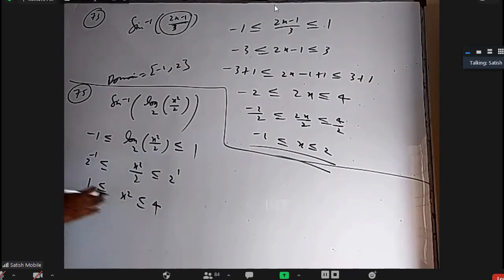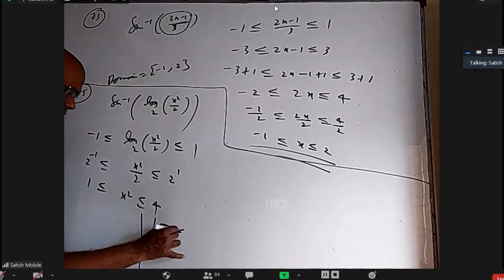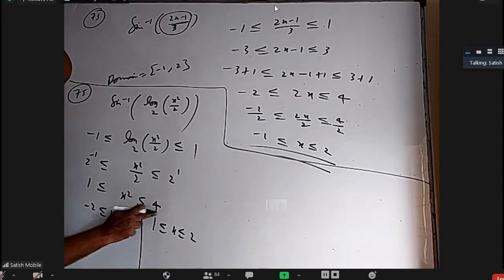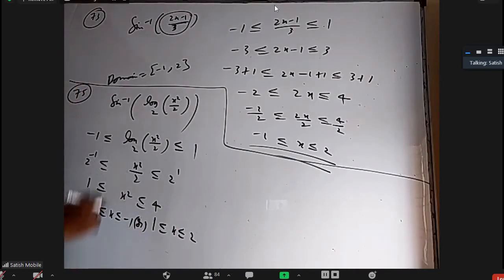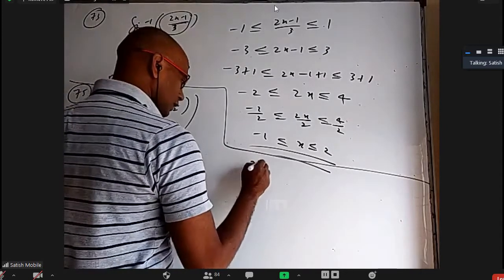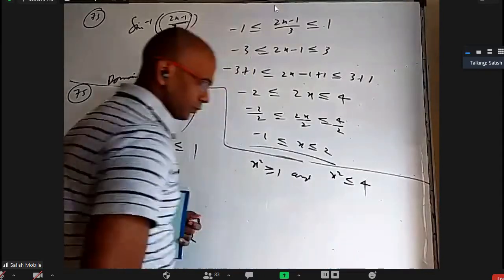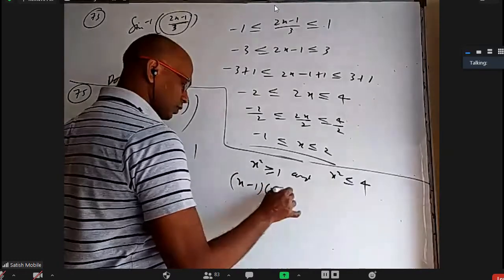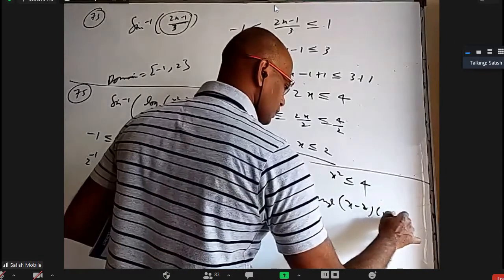I cannot simply write x is between 1 to 2 here. There are two ways. If it is positive, 1 less than or equal to x less than or equal to 2. If it is negative, minus 2 less than or equal to x less than or equal to minus 1. If somebody is able to write this directly, it's fine. If they are not able to write directly, I have to write this as x square greater than or equal to 1 and x square less than or equal to 4. This means if you bring 1 this side, (x minus 1) into (x plus 1) greater than or equal to 0 and (x minus 2) into (x plus 2) less than or equal to 0.